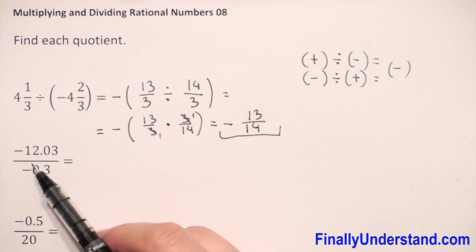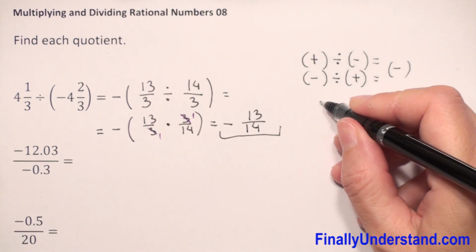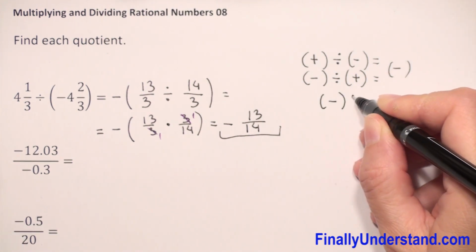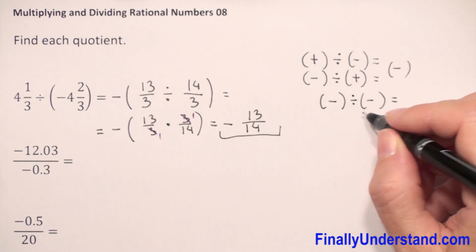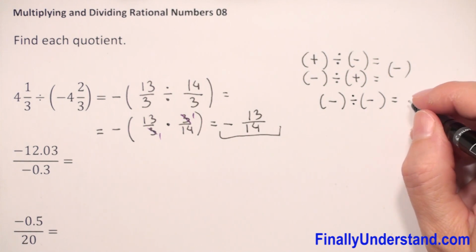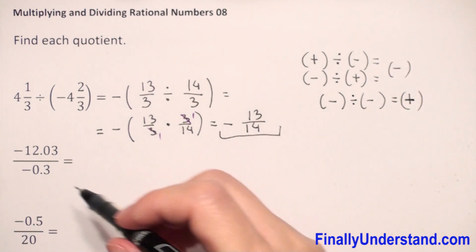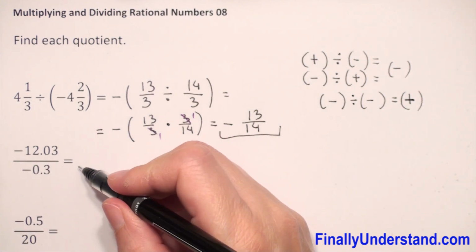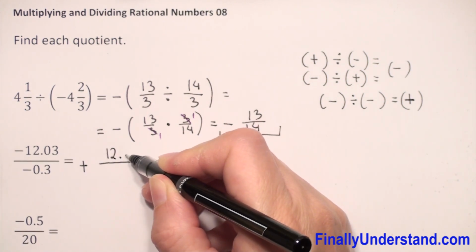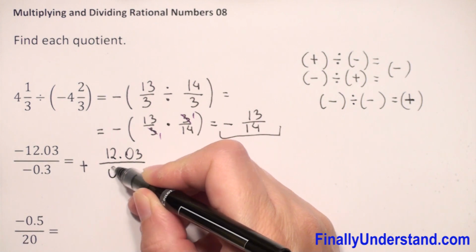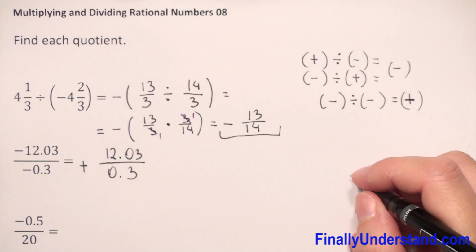Next example, we have division of two negative numbers. When we divide two negative numbers, or we multiply two negative numbers, the rule is the same. We will get positive number. So negative over negative give me positive, and we have to divide 12.03 by 0.3. Two decimal numbers, so let's do long division.